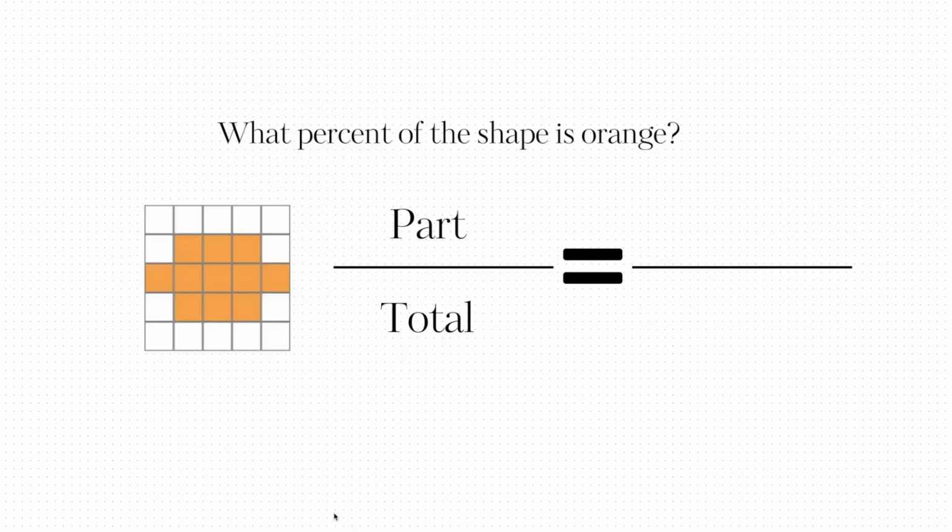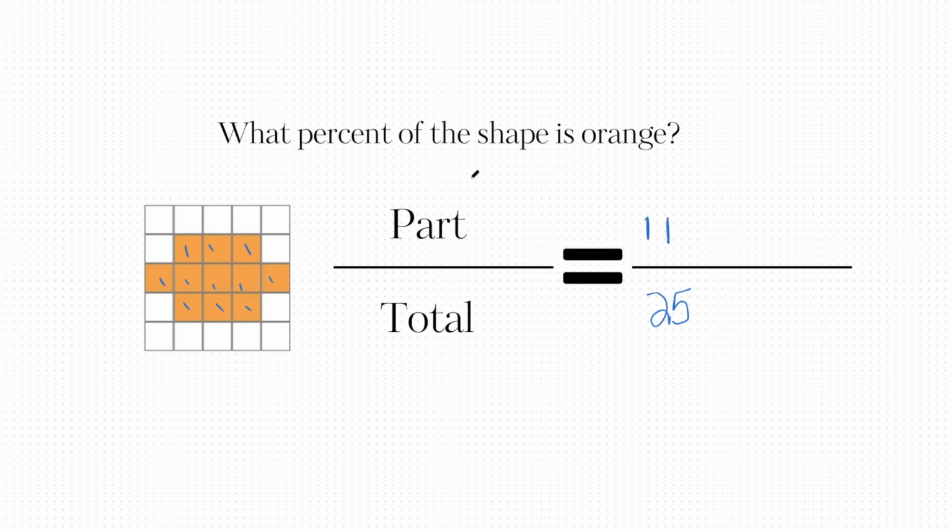Now look at this diagram. It says, what percent of the shape is orange? So we have to figure out what part of the shape is orange and what the total amount is. I know the total altogether is 1, 2, 3, 4, 5, 6, 7, 8, 9, 10, 15, 20, 25. So I know the total is 25. Now the orange is 1, 2, 3, 4, 5, 6, 7, 8, 9, 10, 11. So it's 11 out of 25.